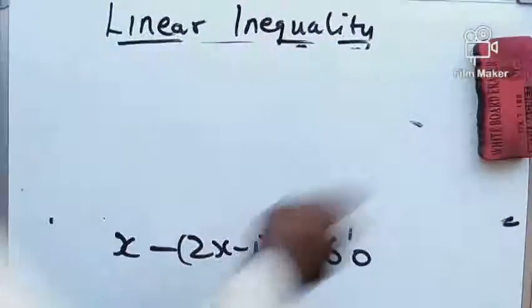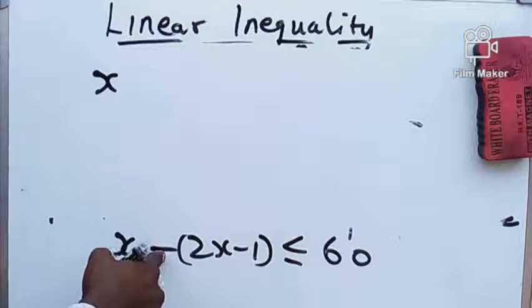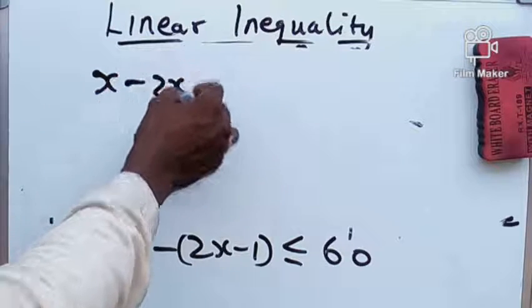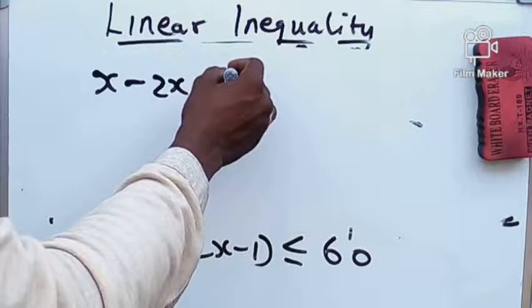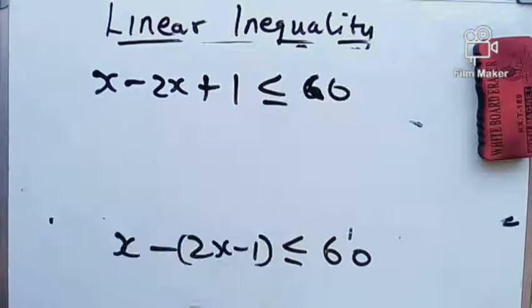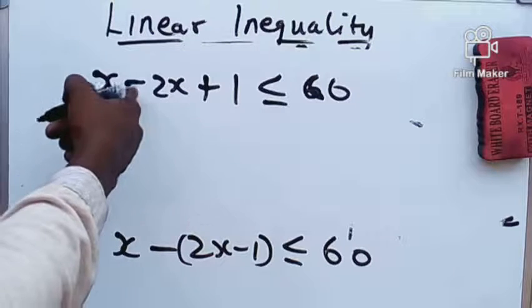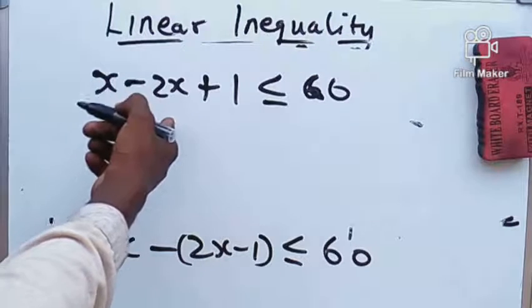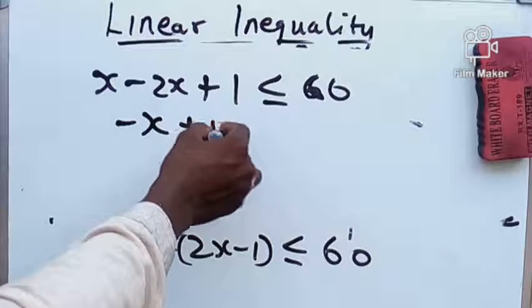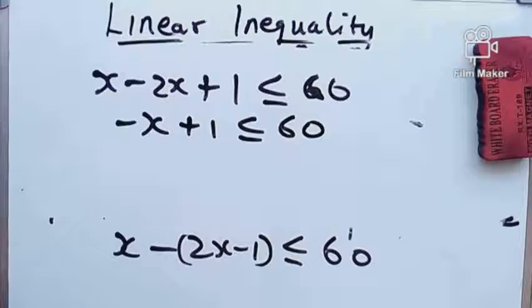The next stage is to remove the bracket. To remove the bracket, we have x. Notice that this negative will multiply everything inside the bracket. So we have minus 2x. Minus times minus will give you a plus 1. And this is less than or equal to 60. So what do we do next? We simply expand. So we have x minus 2x, which will give us minus x, plus 1 is less than or equal to 60.